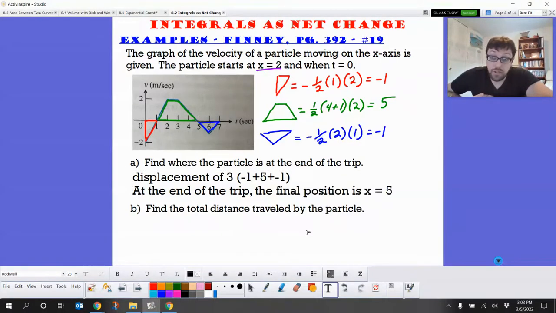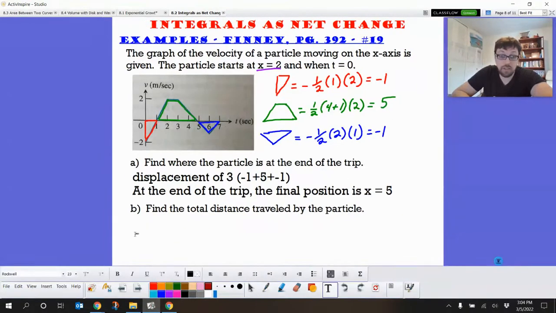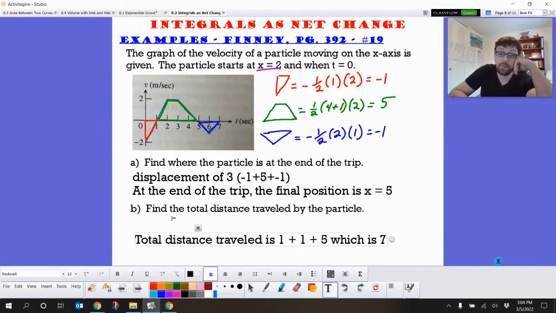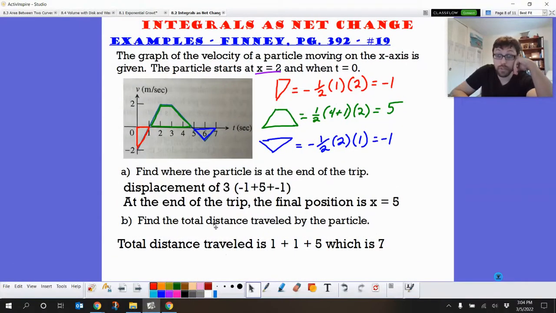To find the total distance traveled by the particle, we need to say, hey, when you're negative, that still counts as being positive. So these two places where it had a negative value for the antiderivative, we want to just make those two things positive. So our total distance traveled is 1 plus 5 plus 1, which is 7, because we're taking the absolute value of those things for our total distance traveled. Even though these two directions kind of undo each other, we want to count them both.